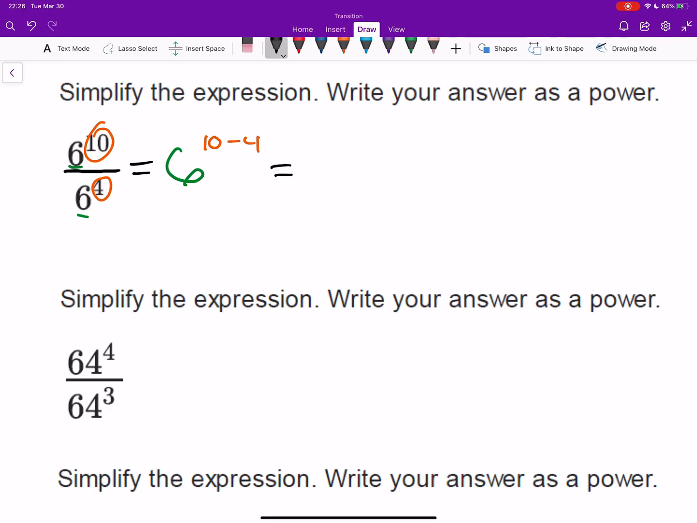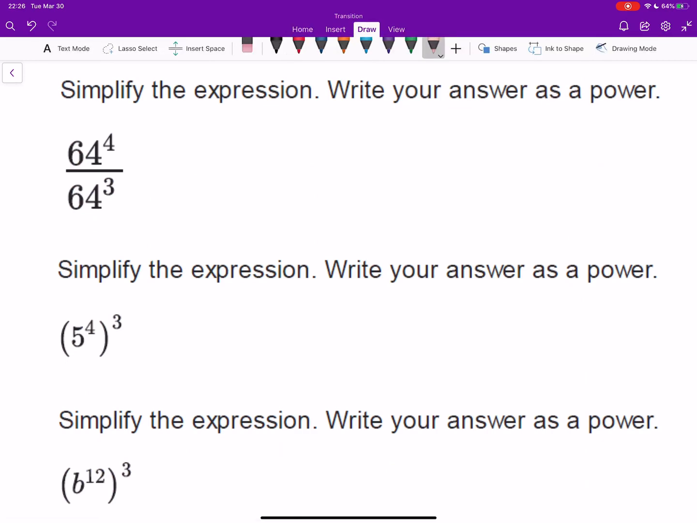Or again, like I said, think 10 on the top, 4 on the bottom. When I cancel them out, because it's all multiplication, I end up with just, not 4, sorry, I end up with 6 left. And they're all in the top, so it's a positive power, 6 to the power of 6. We're not going to worry about negative powers on this particular test. And I'm going to leave my answer, again, written like that, because it needs to be written as a power.